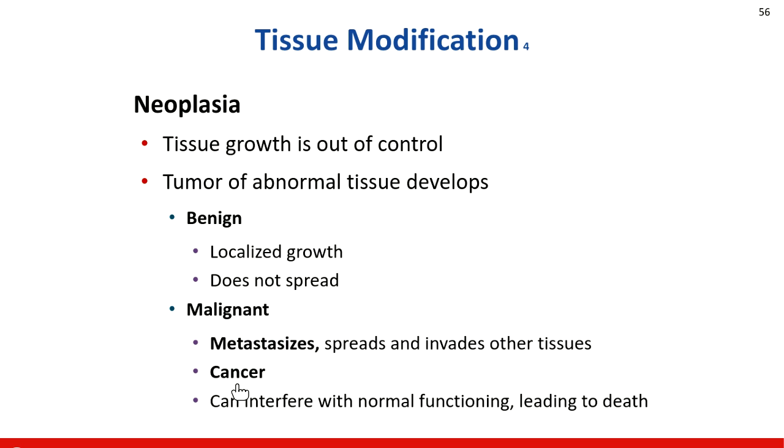And if something's malignant, it doesn't mean it will, but it can metastasize. And that means it'll spread and it'll invade other tissues. And there's different routes for the metastasis. I won't get into that. That's for a pathology course. But when you get a malignant growth, it's pretty much cancer. And it doesn't always, but it can spread. And when it does that, it can interfere with normal functioning. And if it's significant enough and it's interfering with the normal functioning of a vital tissue, it can lead to death.